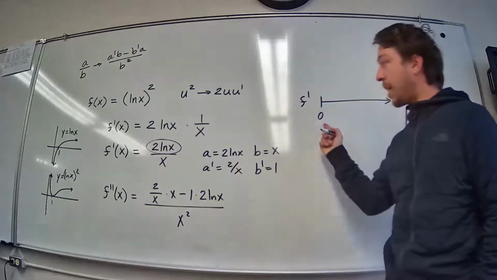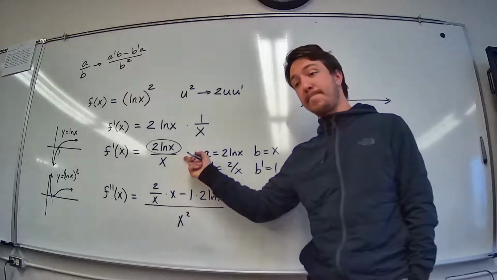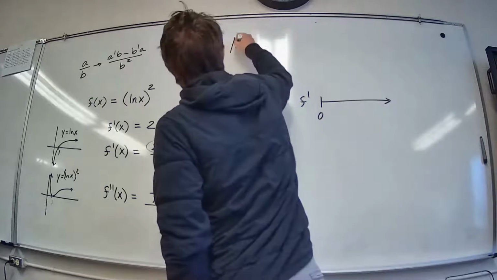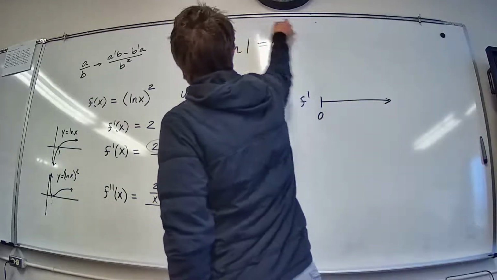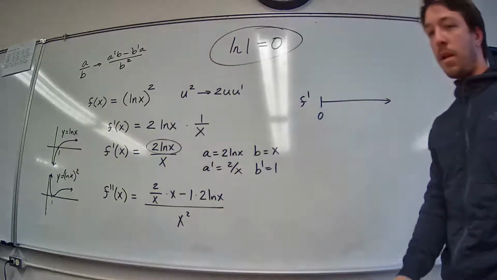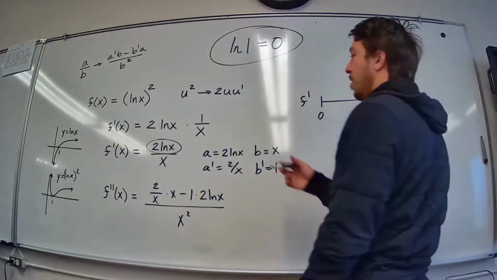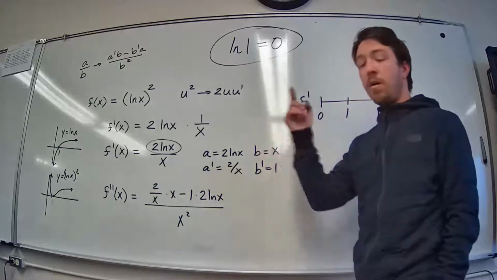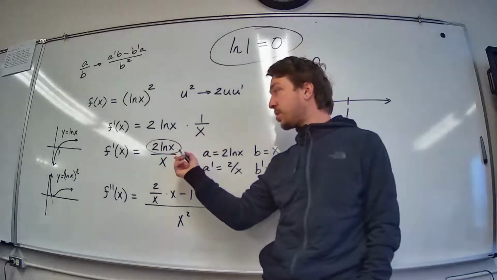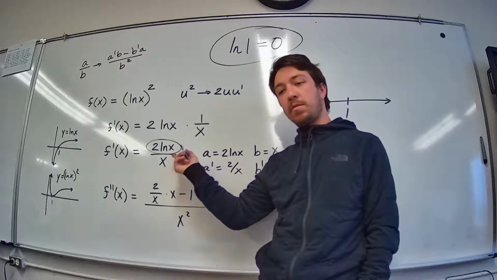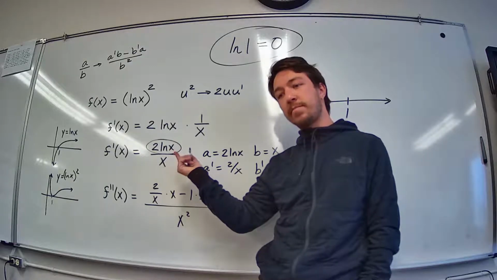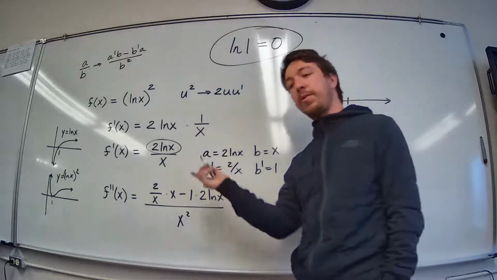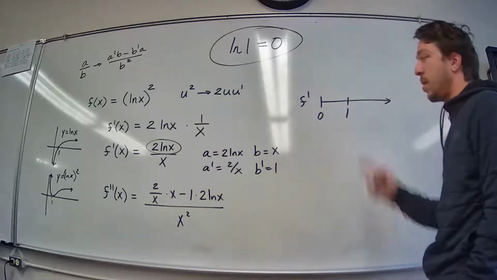Well, 0 you can't plug into this. And 1, because the log of 1 is 0. And that's the only number that makes this 0 or undefined, right? The only positive number. 0 makes it undefined, but 1's the only other number. So 1's our only critical number, 0 and 1.